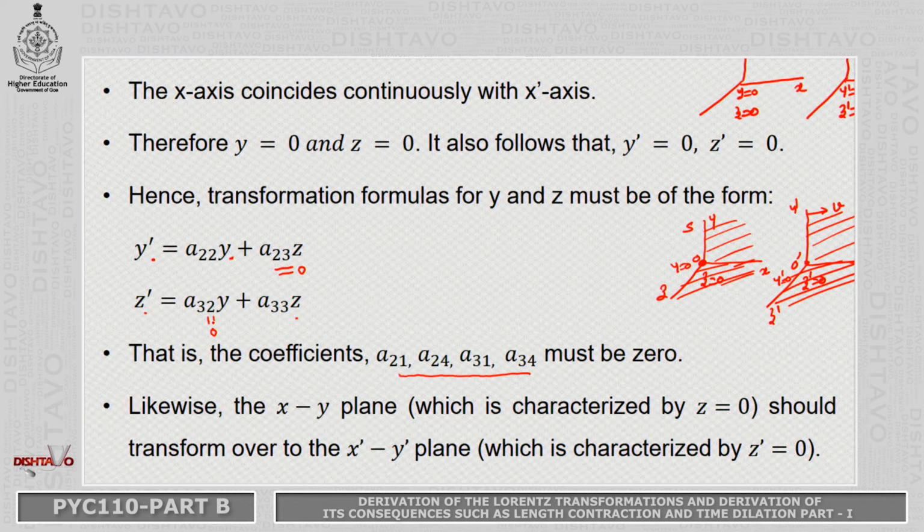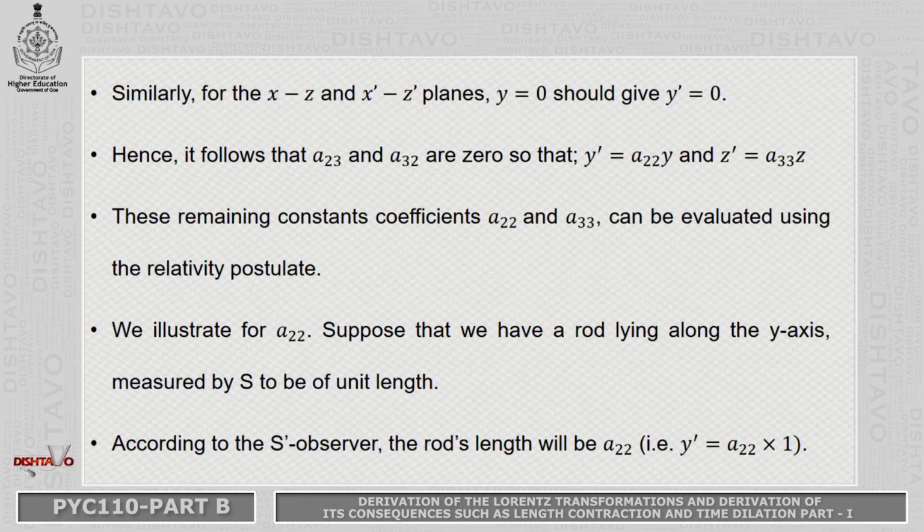So we end up getting the simple equations for y dash and z dash as y dash equal to a22y and z dash equal to a33z, which are shown here. So there are two remaining constant coefficients here, which are a22 and a33. To evaluate these constants, we use the relativity postulate. We first illustrate for a22 and then we will say that similarly it can be evaluated for a33 as well.